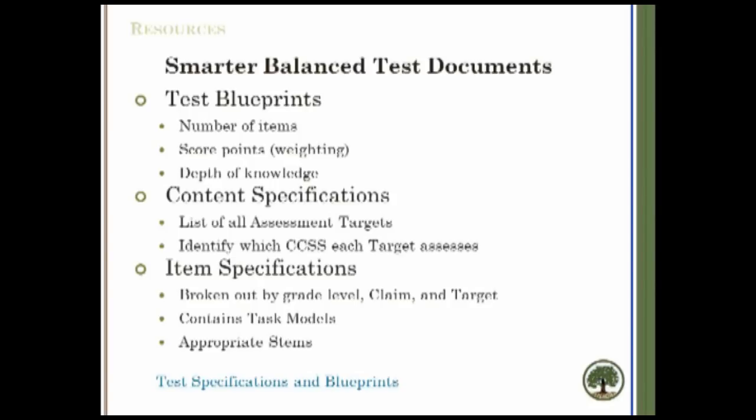More resources available to teachers are the Smarter Balanced test blueprints, which include the number of items that will be on the assessment, the distribution of items, and the depth of knowledge of those items. Other resources include the content specifications that list all the assessment targets and connect the Common Core State Standards to those targets. Another resource is the item specification, broken out by grade level, claim, and target. In those item specifications, there are task models that include lots of sample items and appropriate stems. A link to access these resources is provided at the end of this PowerPoint. Teachers should spend time looking at these materials to help inform them on how to prepare students to be successful on the assessments.